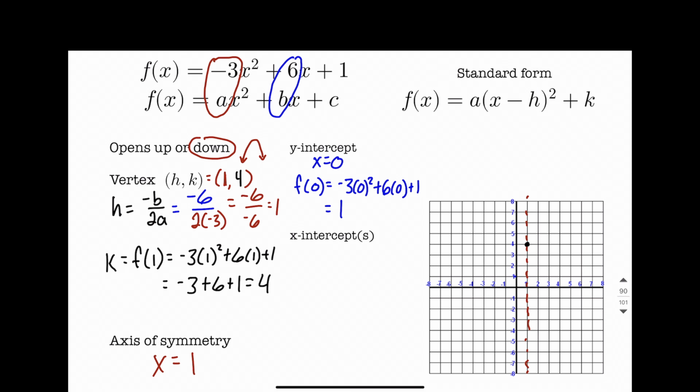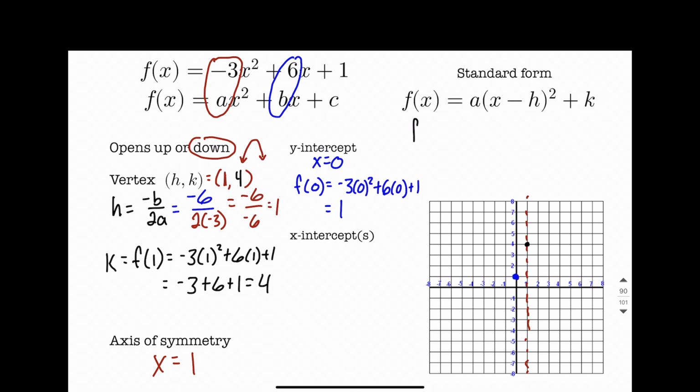All right, so we have 1 as being our y-intercept, right about there. Finally, let's do standard form next and then finish up with x-intercepts. I think it's a little easier that way, but you may think differently.